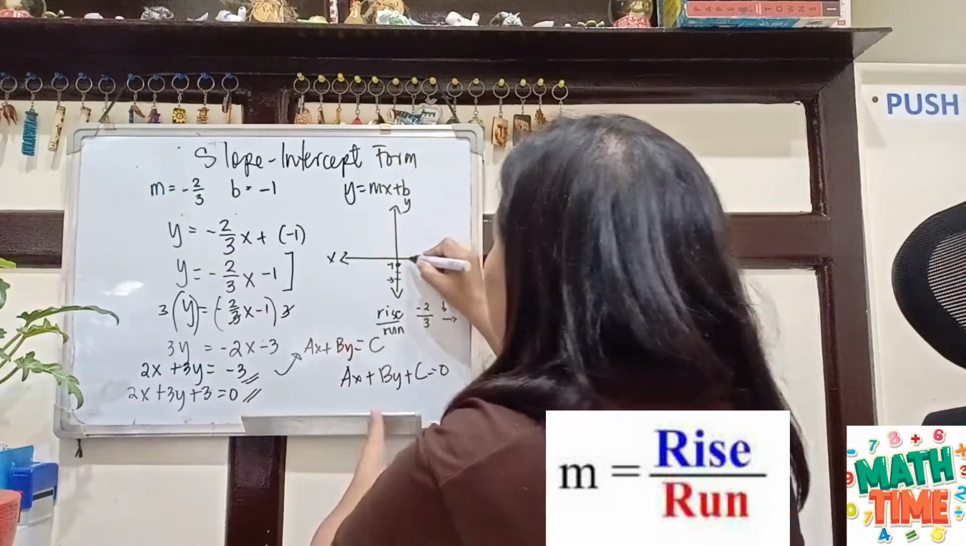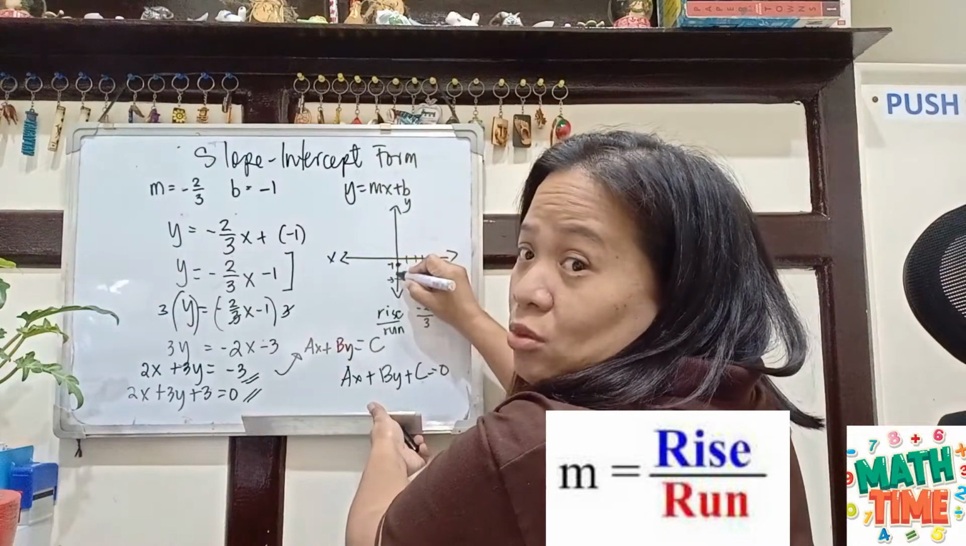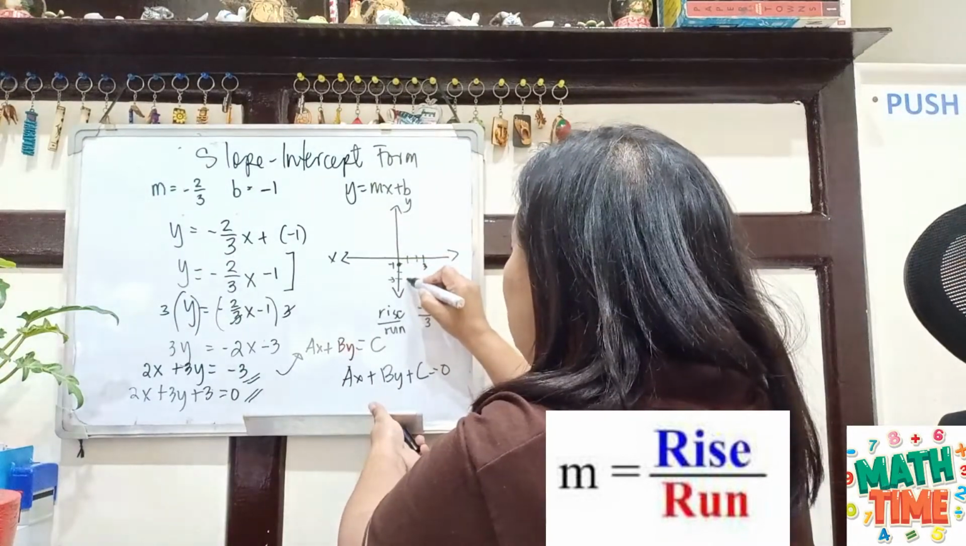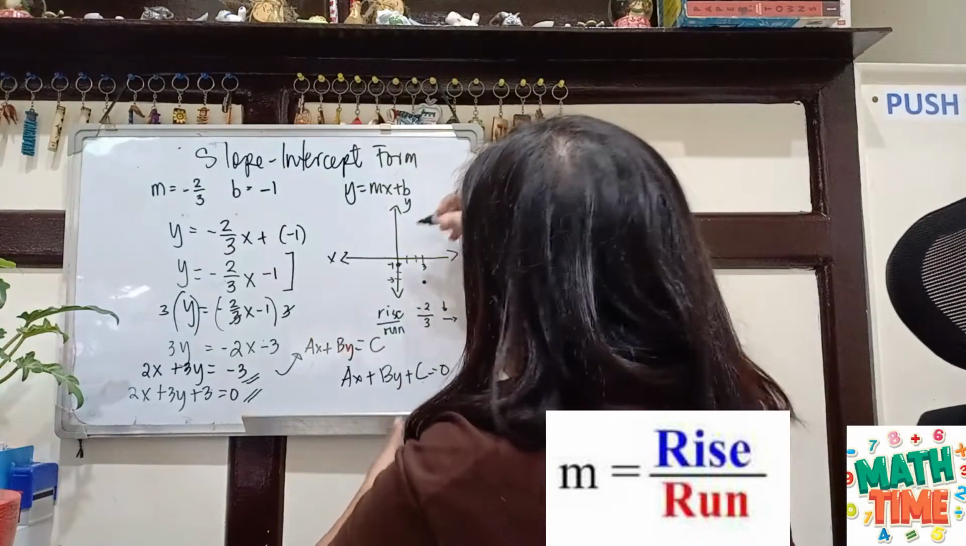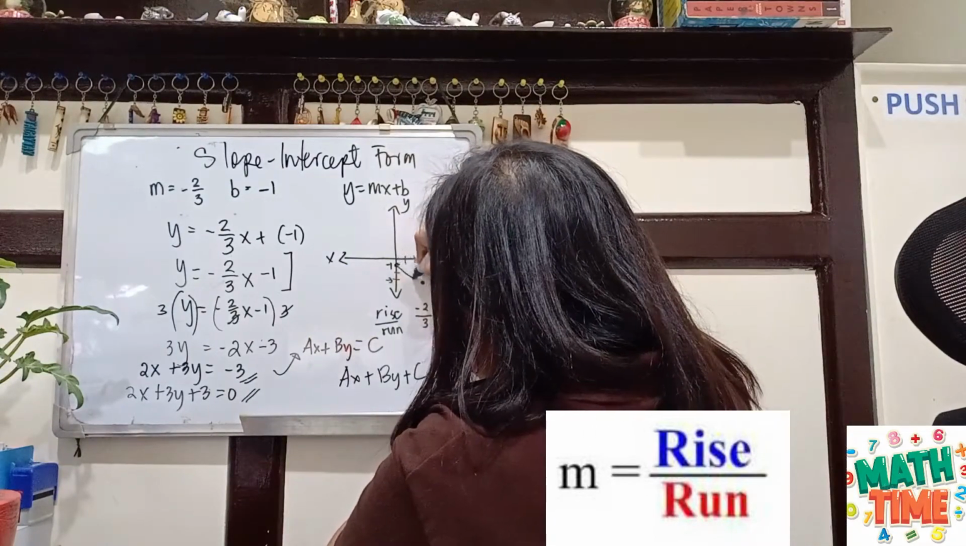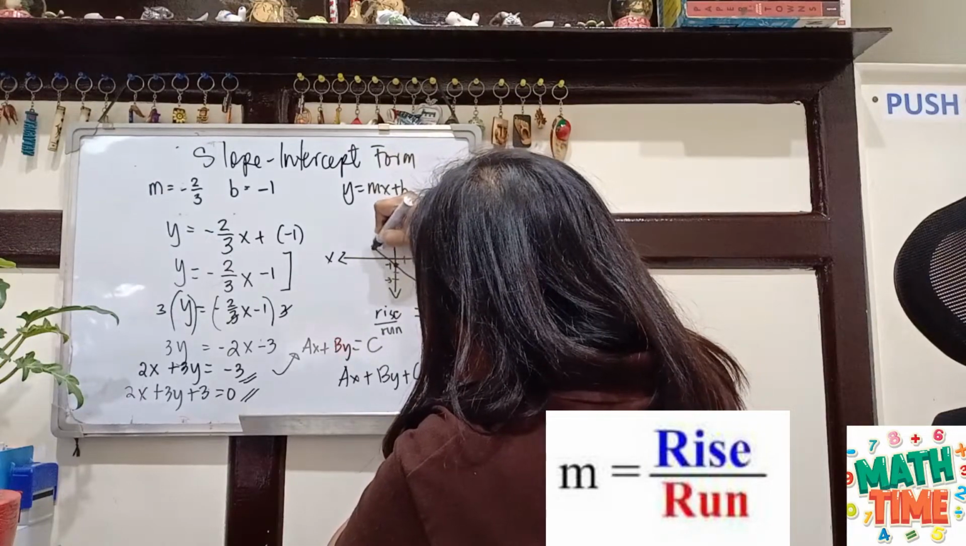Then, run to the right 3 units. So, 1, 2, 3, that is 3. So, from this point, going down 1, 2. Then, run to the right 1, 2, 3. This would be our point. So, when we connect, it would look like this.